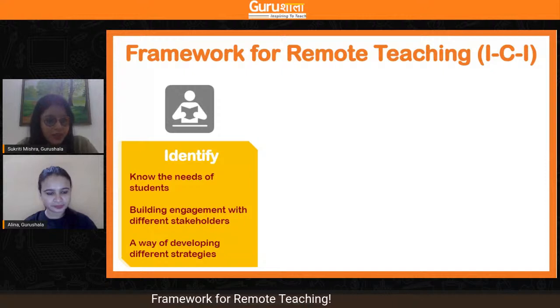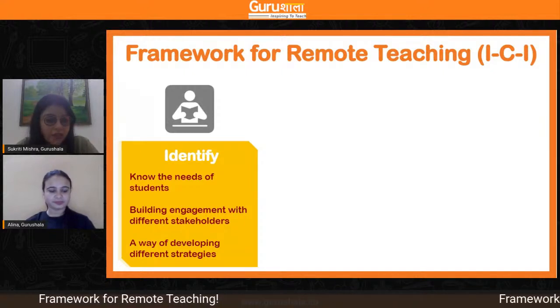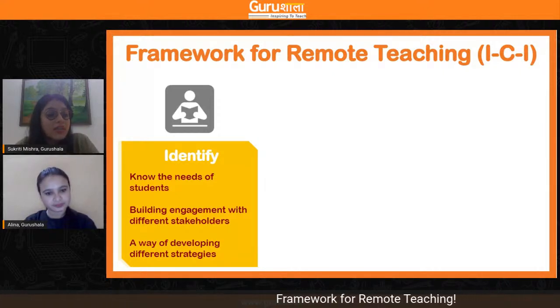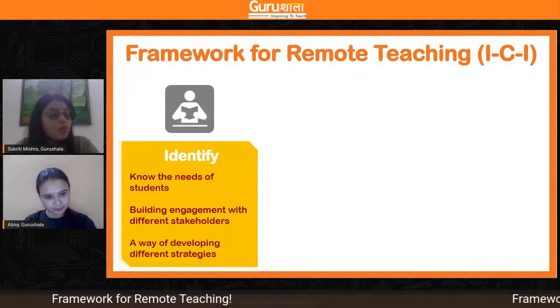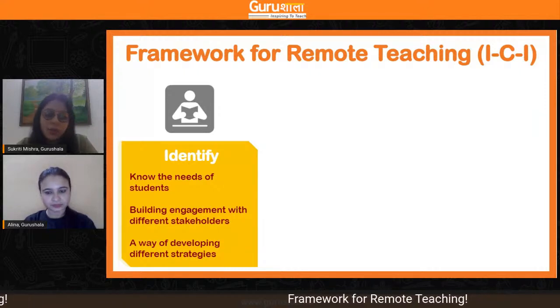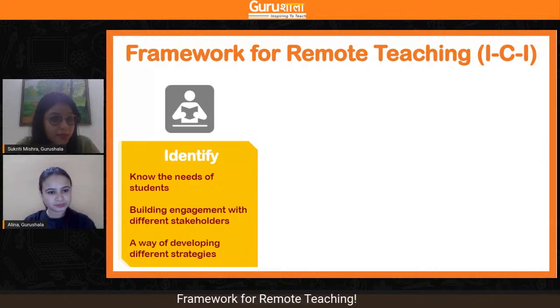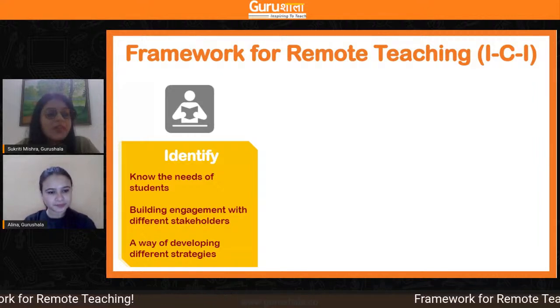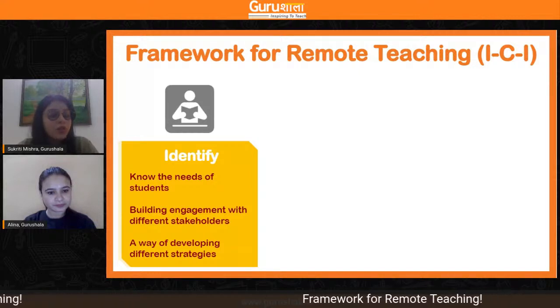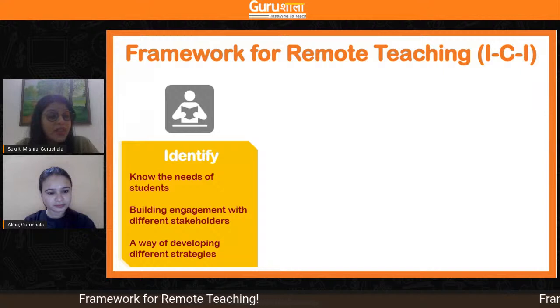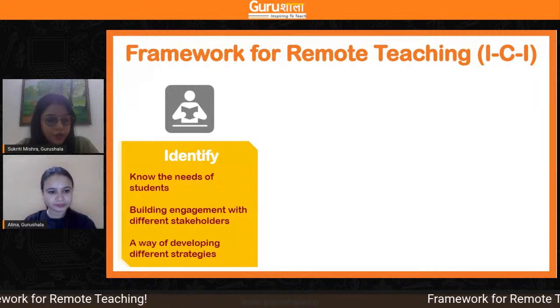The first step of this framework is I, which is identify. What we mean by identify is that teachers first need to know the needs of students, because as you know there are a lot of changes now, considering the past year, in the needs of students itself. There are a lot of challenges that students are facing with respect to their academics as well as personally. So we need to keep all of this in mind and identify what these needs are that we need to fulfill for students.